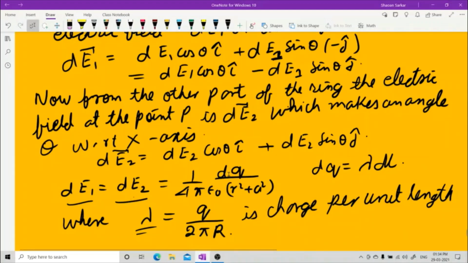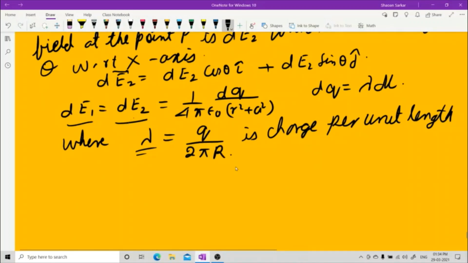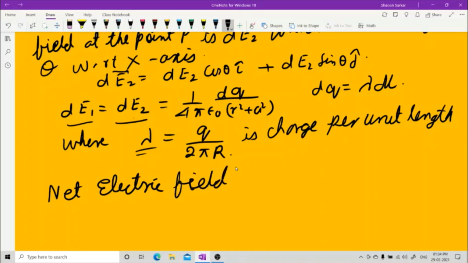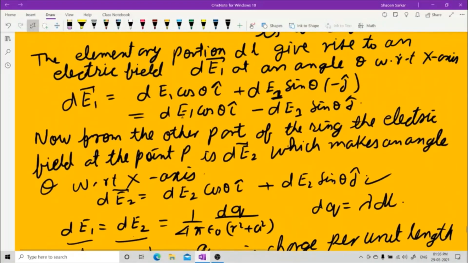Now let us find the net electric field at point P. This is nothing but dE equal to dE1 plus dE2 in vector form. No problem about it. Now just put the values of this and the other one.